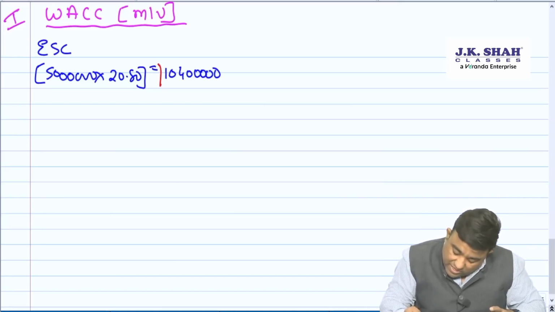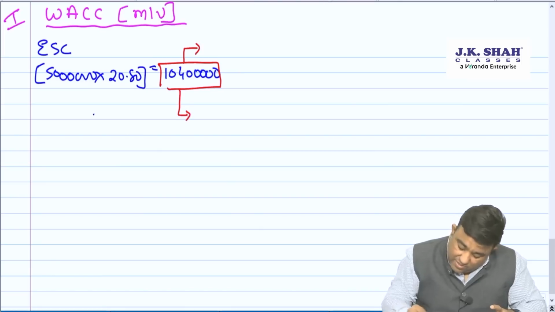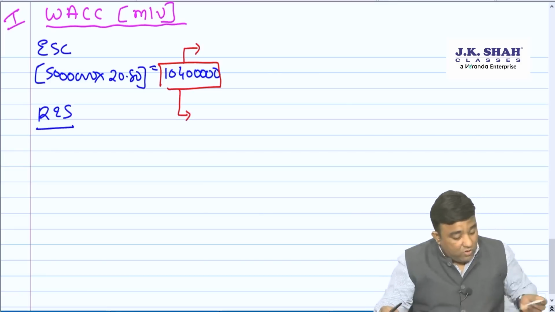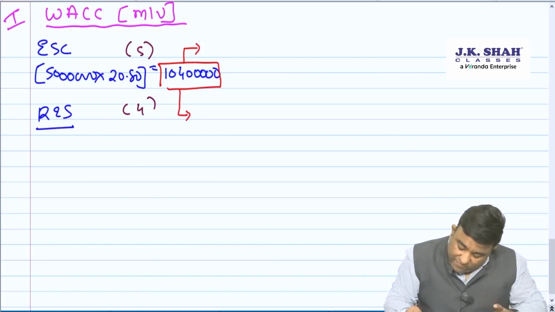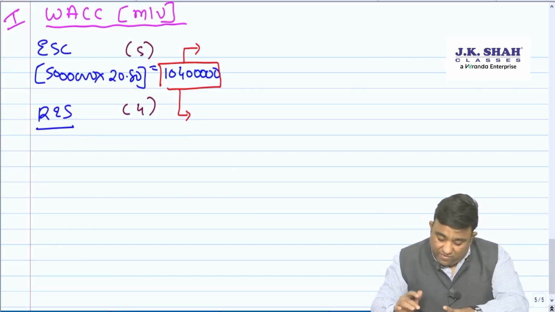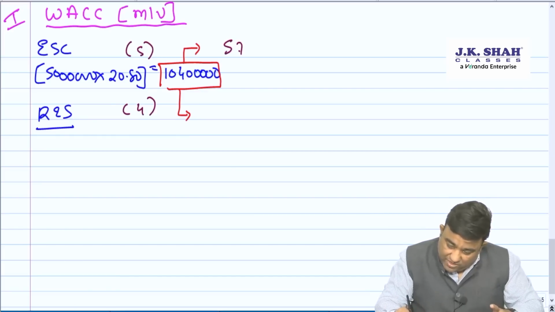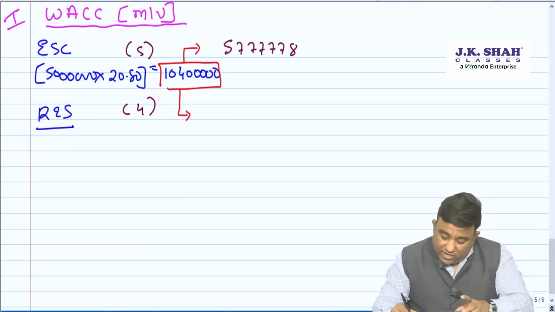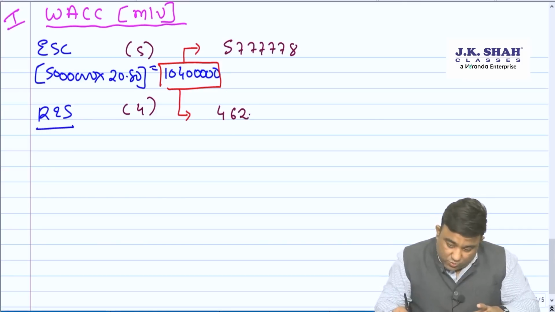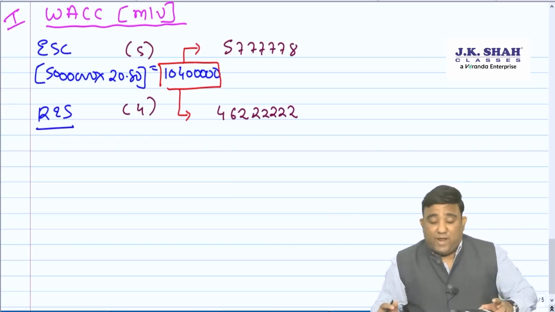And student, this 10 crore 40 lakh will be divided between equity capital and reserves and surplus in the ratio of their book value, which is 5 crore and 4 crore. So student, this is in the ratio of 5:4. So divide by 9 into 5. That is something like 5 crore 77 lakh 778. And divide by 9 into 4. That is 4 crore 62 lakh 22,222. See, have this practice.